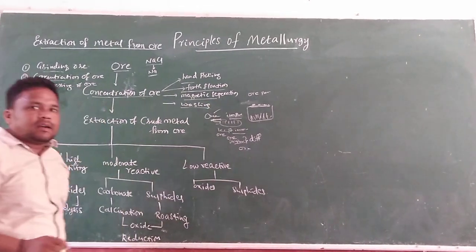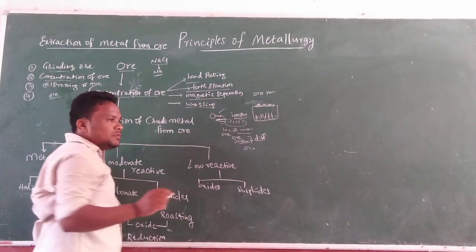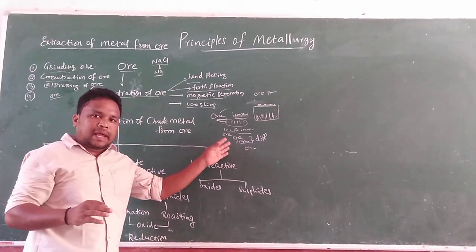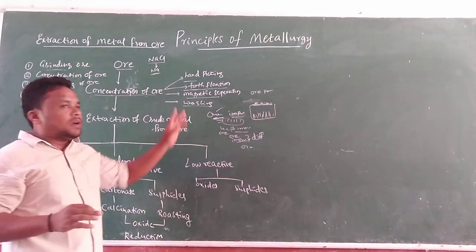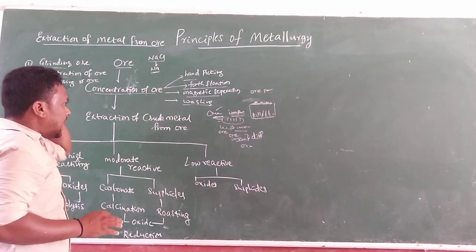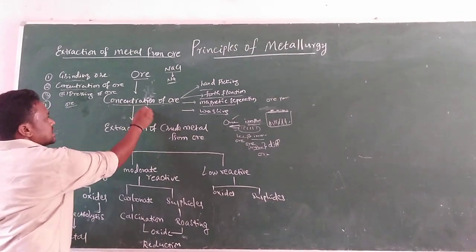Next one is magnetic separation. What is magnetic separation? Magnetic separation is a process in which we divide the non-magnetic substances and the magnetic substances with the help of electromagnets. This is magnetic separation. These are the four methods included in the concentration of ore.